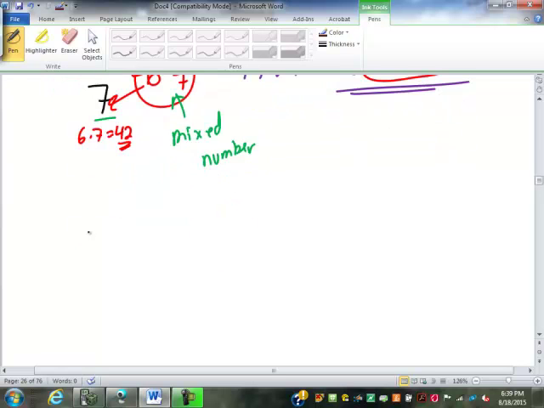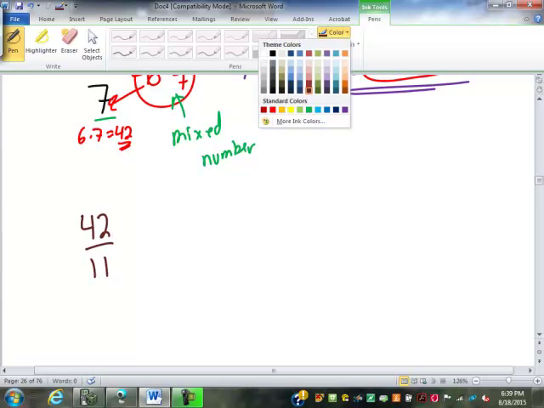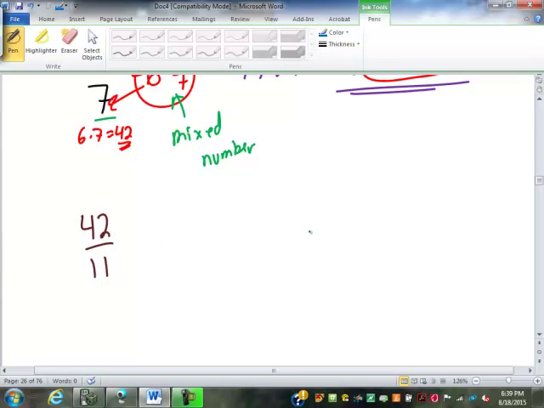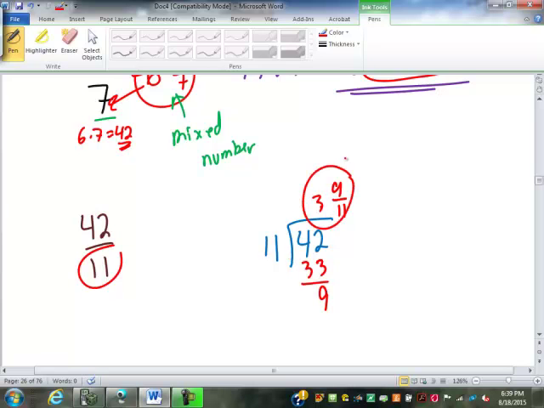If we have 42/11, to reduce that to a mixed number, I should say, 42 divided by 11. 11 goes into 42 how many times? 3. 3 times 11 is 33. There are 9 left over. So that's 3 whole objects with 9 pieces left over. Those pieces are still 11ths. So 3 and 9/11.